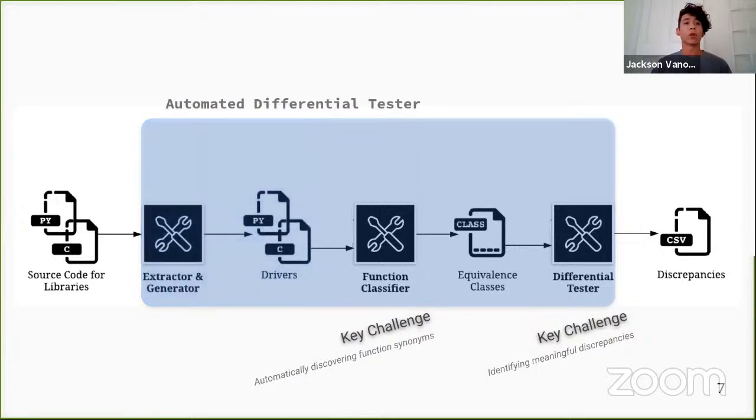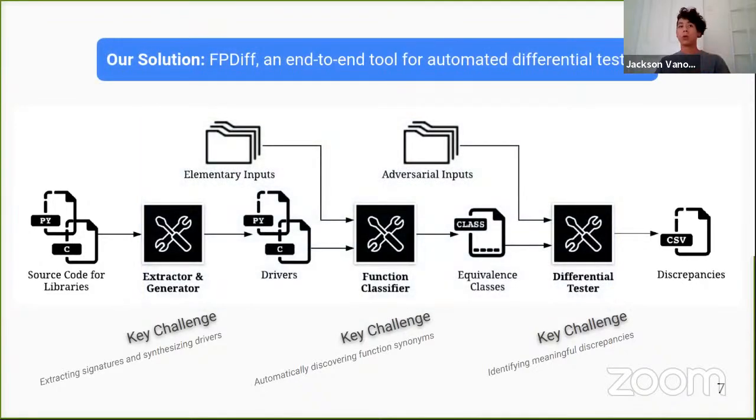And then lastly, we're going to need an extractor to take source code from the libraries and extract the functions that we are concerned with. So it's going to reinforce our testing scope, whatever that might be. And then we need to synthesize drivers to execute those functions, because differential testing is a dynamic form of software testing. And so overall then, what we see here is FPDiff. It is our end-to-end tool for performing automated differential testing on numerical libraries. And we'll go through each of these components now.